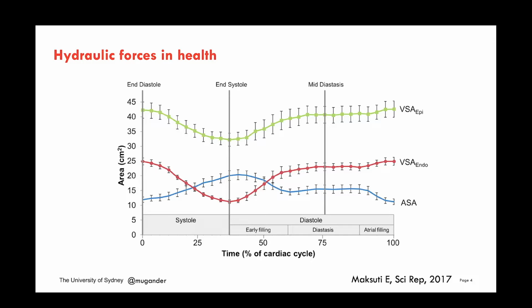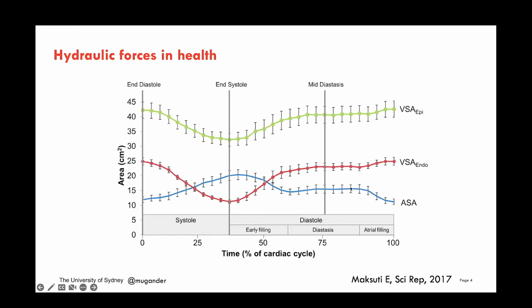So we studied that in healthy individuals with magnetic resonance imaging, and we were able to very accurately measure the areas of the ventricular short axis area and the atrial short axis area. Let's just focus on the bottom here, the ventricular short axis area and the endocardial surface. You'll see that during systole, obviously the ventricular short axis area becomes smaller due to the contraction of the left ventricle. But if we focus on diastole, during the early parts of filling, the ventricular short axis area is smaller than the atrium. But during the majority of filling, we have a ventricular short axis area that is larger than the atrial short axis area.